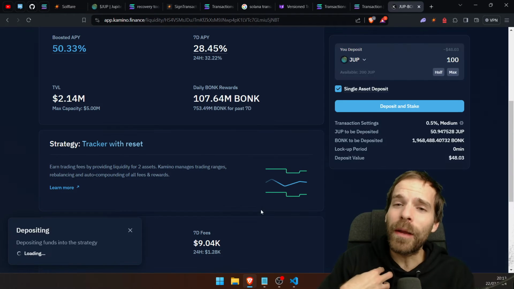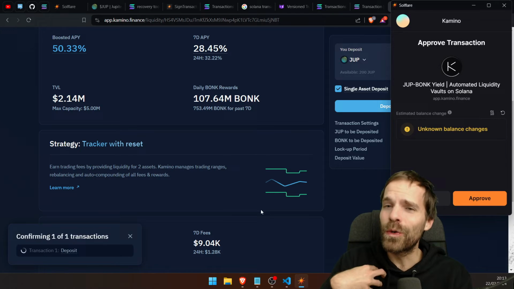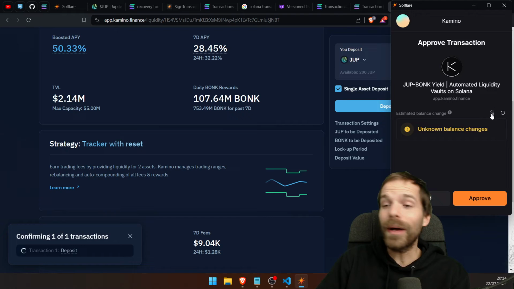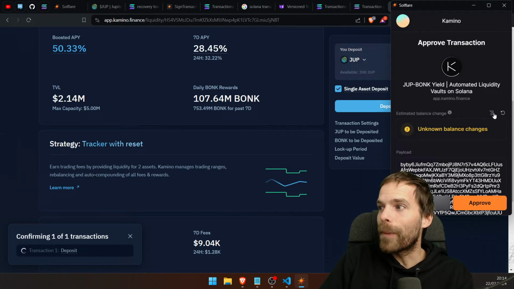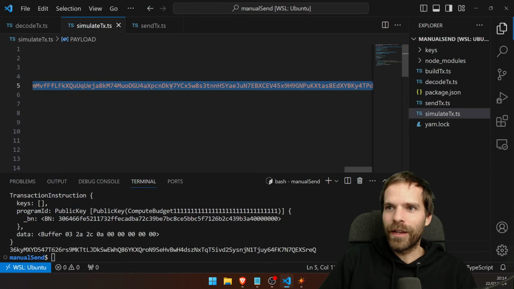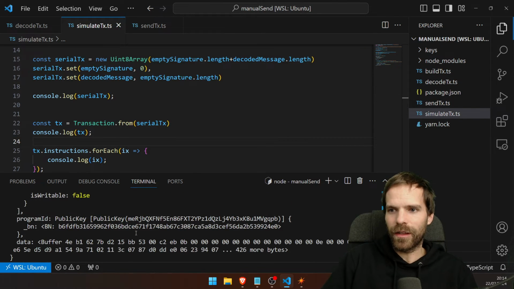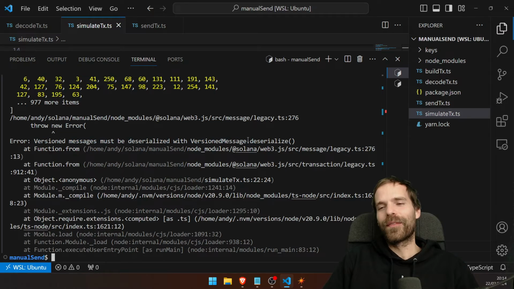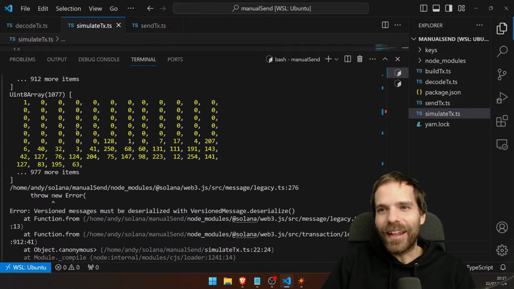Woohoo! I made it. The important thing that I need to know is that the max I can lose is what I put in here. It's not even working. But we can figure out why it's not working, even though it doesn't simulate anything, by copying this, putting it into our simulation, and then simulating this. Versioned messages must be deserialized with versioned message. Aha! So now we have a versioned message here. Right, we see that.